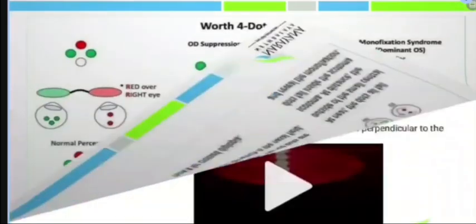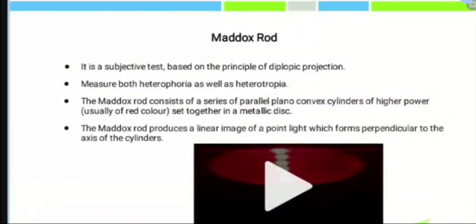So our next test will be the Maddox rod test. The Maddox rod test is also a subjective test. We need to explain to the patient how it works, what they are going to see, and what expected answers we will get from them. It is basically based on the principle of diplopic projection. It measures both phoria and heterotropia, that is both hidden as well as non-hidden squint.